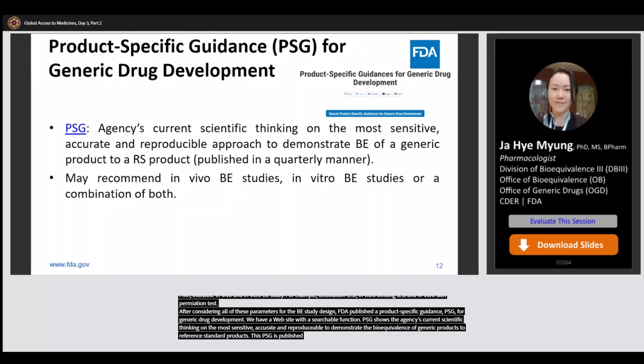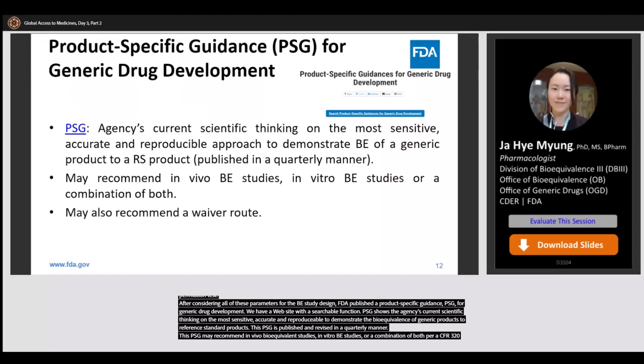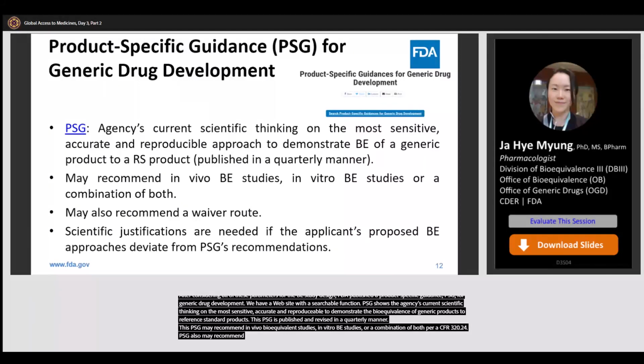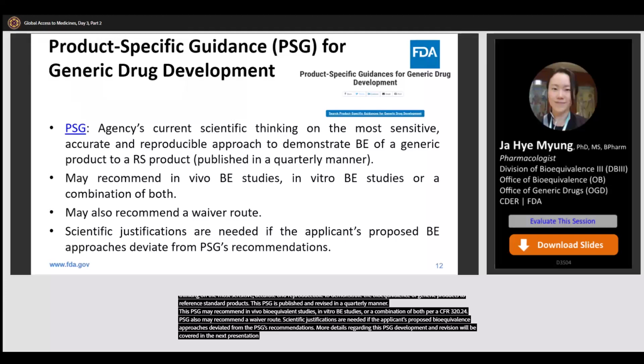The PSG may recommend in vivo bioequivalence studies, in vitro BE studies, or a combination of both per CFR 320.24. The PSG also may recommend a waiver route. Scientific justifications are needed if the applicants propose bioequivalence approaches that deviate from the PSG's recommendations. More details regarding PSG development and revision will be covered in the next presentation by Dr. Wang from the Office of Bioequivalence.